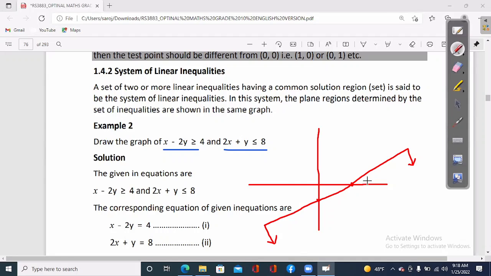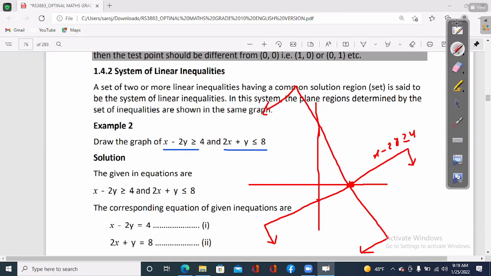I'm sure everybody has understood. This is the first inequality: x minus 2y is greater than or equal to 4. Then if you go to the second inequality, it will be 4 and it will be 8. 8 means somewhere here. So the second inequality will be like this way. And if you test the origin, it will be true. So it will be towards the origin. So this type of graph it will seem.